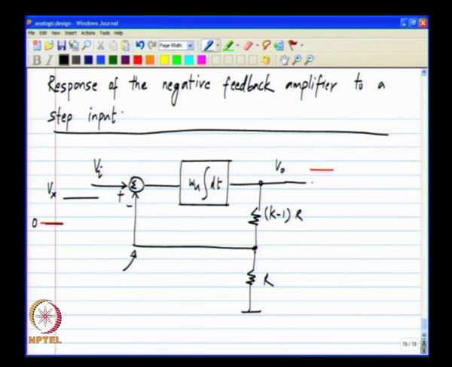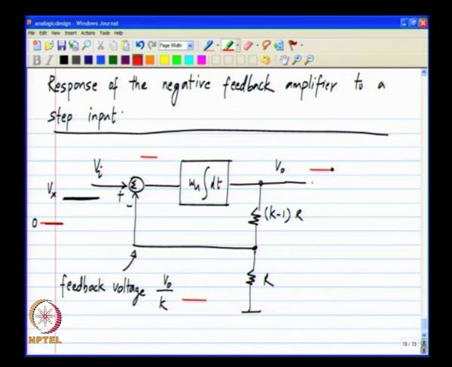This is known as the feedback voltage. The feedback voltage is V naught by k, and that is also equal to 0. Okay. And the error naturally is also 0, and the steady state has reached. Now, what happens when you apply a step? There is a step and the output of the integrator cannot change suddenly. So, even after the input step, the output will still be at 0.